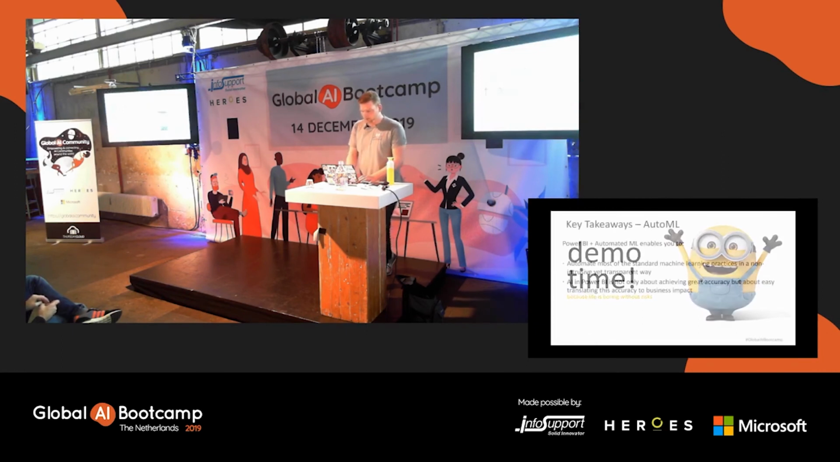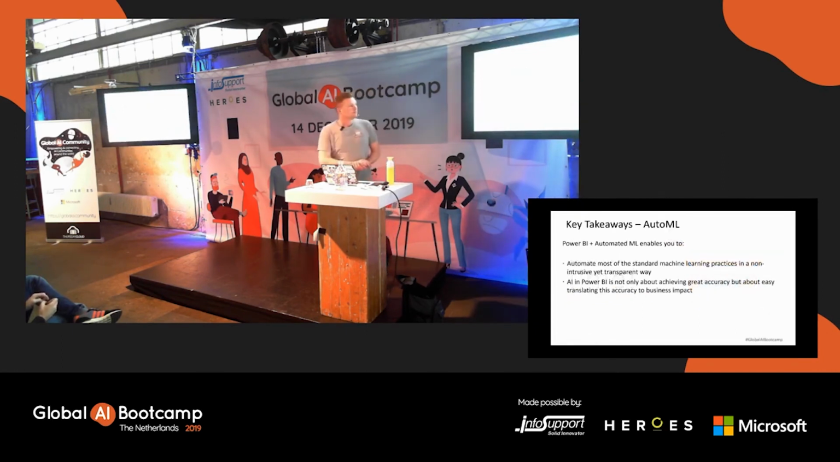We have a few minutes left, so let's focus on this in the remaining time. With AutoML, you can automate using standard machine learning practices, and it's transparent, it's easy to use, and it's not only about achieving great accuracy, but easy translation to the business impact. So you're going to really use your predictions inside your solutions, and that's the big benefit about AutoML and Power BI. So it bridges the gap between traditionally different worlds of the Power BI analyst and the data science people developing models.